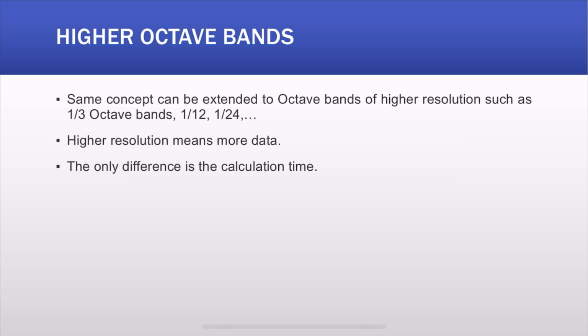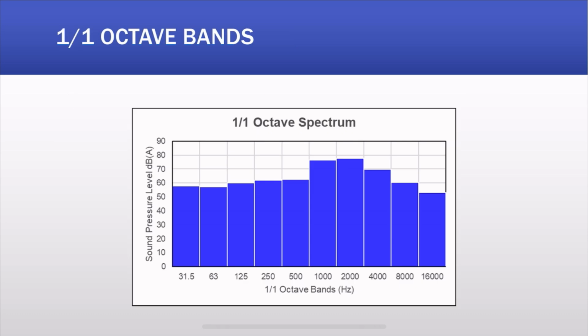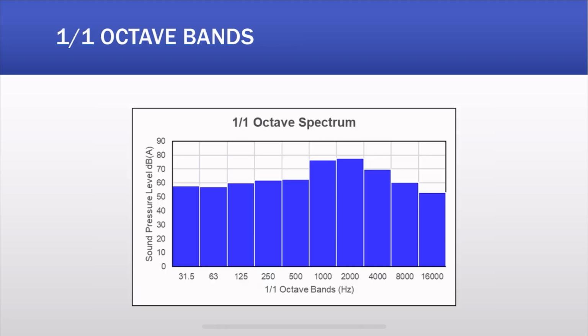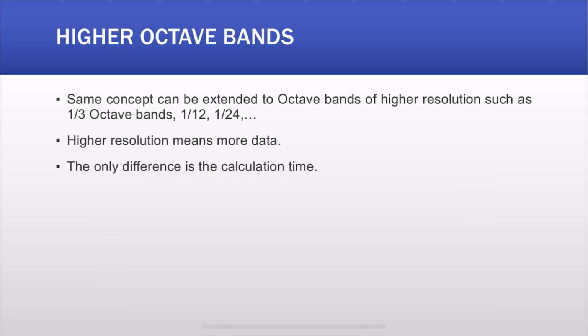Now you can actually extend the same concept to higher resolution octave bands, such as 1/3, 1/12, 1/24, and so on. And higher resolution just means more data. The only difference is going to be the calculation time. So as you can see here, even 1 by 1 was pretty calculation intensive. So 1/3 will be more calculation intensive because you have more bands. But the concept is still the same. You can extend it to any number of higher resolution octave bands.